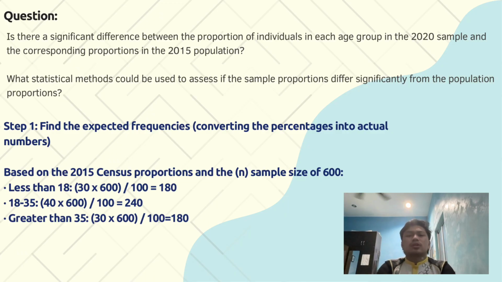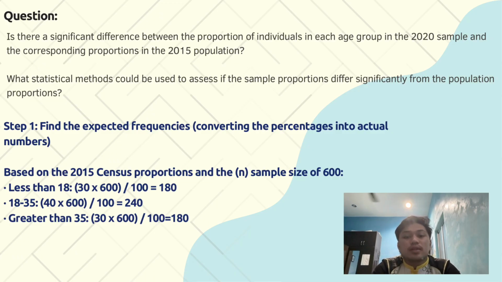Here is a quick tip on how to identify this test. We use a chi-square goodness of fit test because we have one categorical variable, which is the age group, and we want to compare a new sample against a known historical percentage.